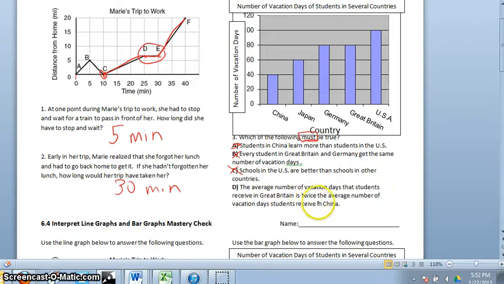Choice D, the average number of vacation days that students receive in Great Britain is twice the average number of vacation days that students receive in China. Okay, now we're talking about averages. That's probably more reliable than just talking about straight up every student and their vacation days. So we're looking at Great Britain. It looks like they have an average of 80 days because that column is at the height of 80. And in China, they're getting 40. Well, 80 vacation days is in fact twice 40 vacation days. So this one is true.